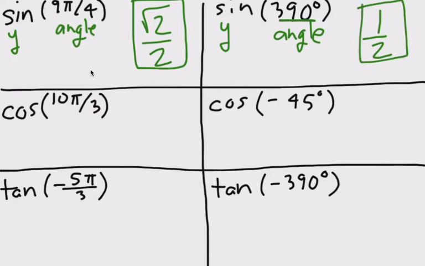Let's see, cosine of 10 pi over 3. So cosine of 10 pi over 3 means I have an angle of 10 pi over 3. For cosine, I need the x value of it. So I need to find where is the angle 10 pi over 3, or how do I represent that on the unit circle.